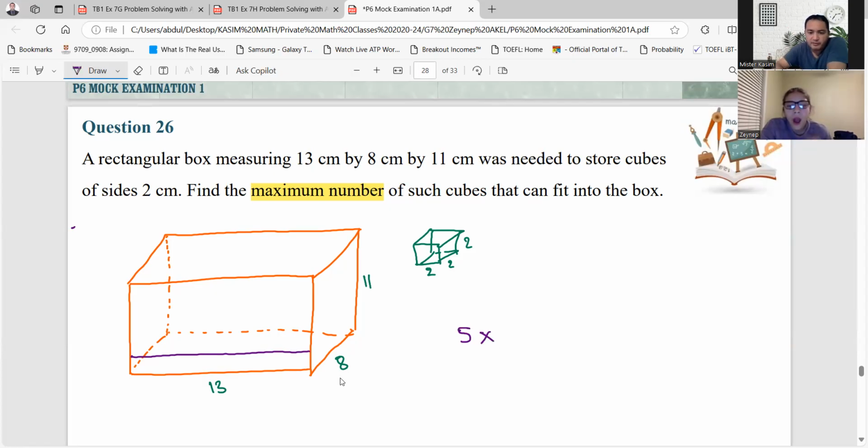Yes. And how about for width? How many I can put here? 4, right? Because 8 divided by 2, it fits perfectly. So that means that one layer, I can put 24. And now, since its height is 11, so also I can stack how many boxes here? I can stack 5, right? And now if you multiply this, it will be 5 times 4, 20. 20 times 5 is, it will be 100, right?